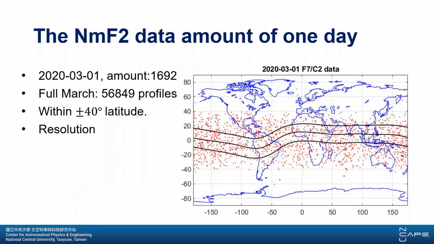Here shows one-day profiles on 2020 March 1st. The amount of it is 1,692, and the full March month in 2020 is 56,849 profiles within 40 degrees latitude. The resolution for the altitude is about 1 to 2 kilometers.